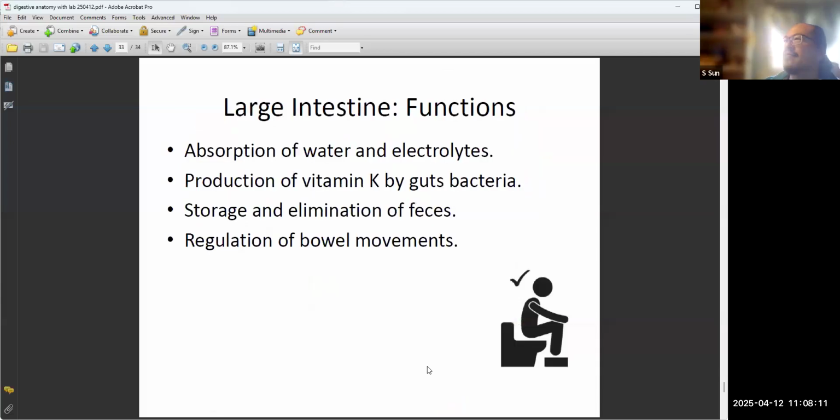And then the function of the large intestine is to absorb water and electrolytes. Bacteria, we have a lot of bacteria in the large intestine. They actually provide a lot of nutrients.